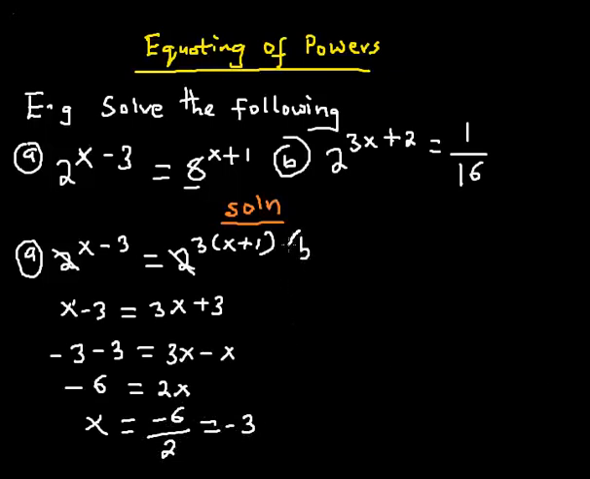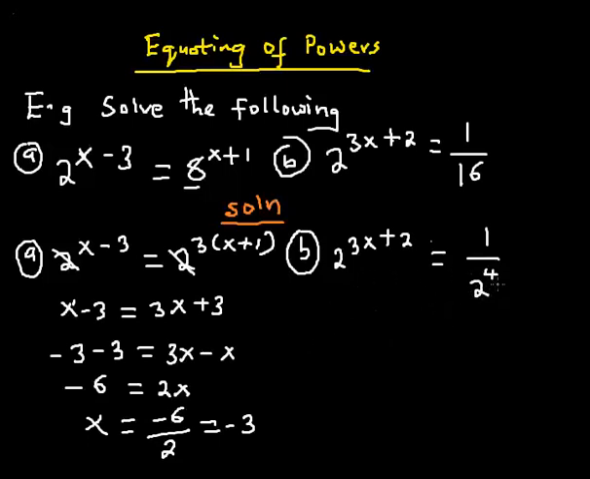Okay, part b of the question. Invariably, in this case I will do the same: 2 raised to the power 3x plus 2 is equal to, of course, I'm going to change the 16 to an exponent. 16 is equal to 2 raised to power 4: 2 times 2 is 4, 4 times 2 is 8, and 8 times 2 is 16. So 2 multiplies itself 4 times, that is 16.